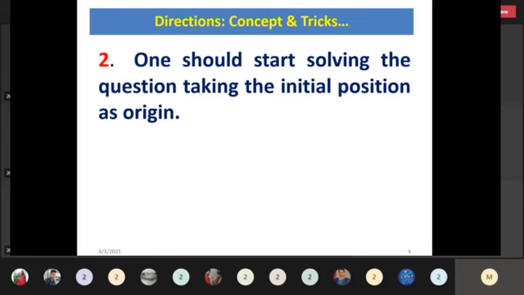Point number 2 under the concept and tricks. One should start solving the question taking the initial position as origin. This is a very important one, point number 2. One should start solving the question taking the initial position as origin.